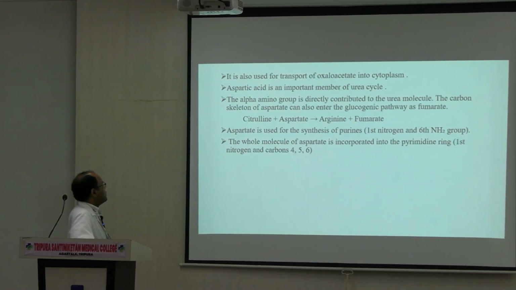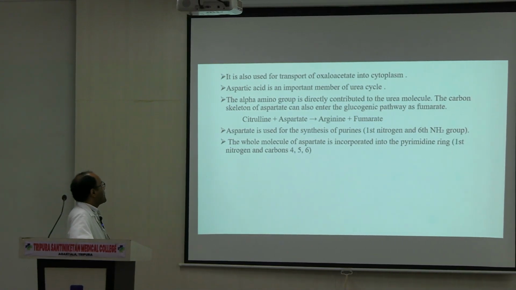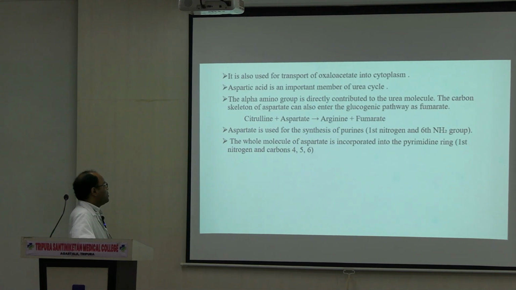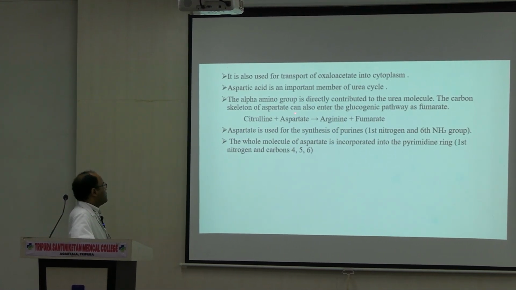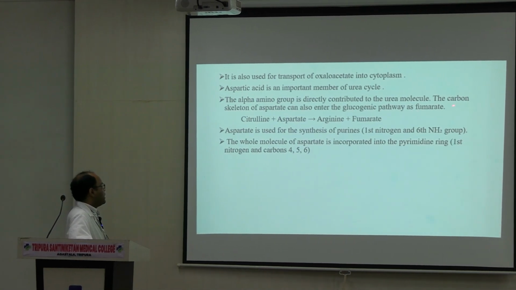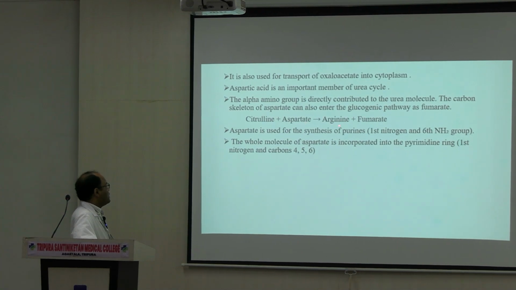It is also used for transport of oxaloacetate into cytoplasm. Aspartic acid is an important member of the urea cycle. The alpha amino group is directly contributed to the urea molecule. The carbon skeleton of aspartate can also enter the glucogenic pathway as fumarate. Citrulline plus aspartate combine to form arginine plus fumarate.